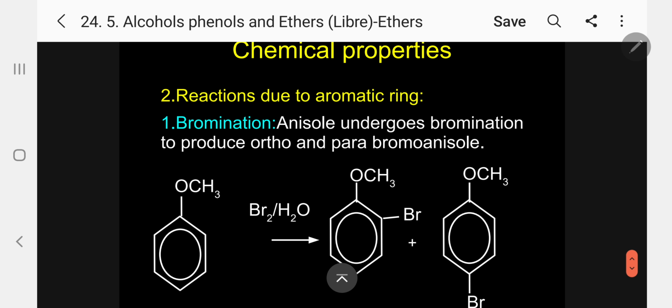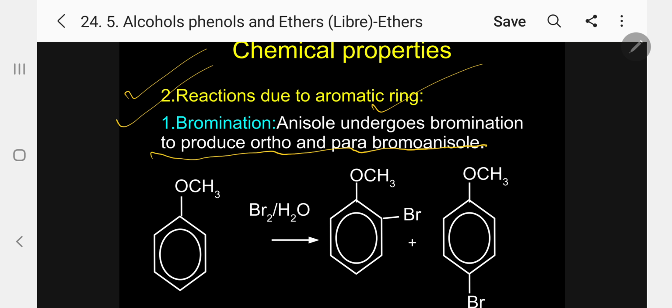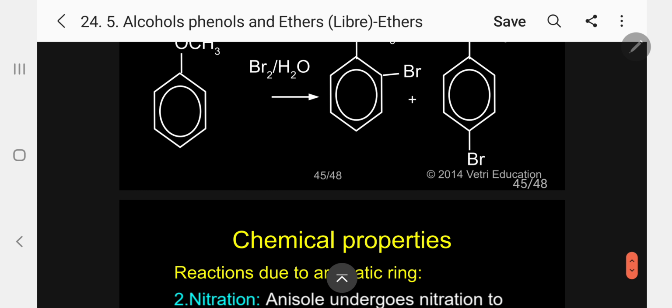Kindly follow now. Among the reactions of aromatic compounds, bromination is the most important. Anisole undergoes bromination to produce ortho and para bromoanisole. When you treat it with bromine water, because of the electron releasing group, both ortho and para positions experience high electron density, so they are easily attacked by Br+. Kindly follow. First, a mixture of two compounds: this is ortho-bromoanisole, this is para-bromoanisole. A mixture of products is formed.